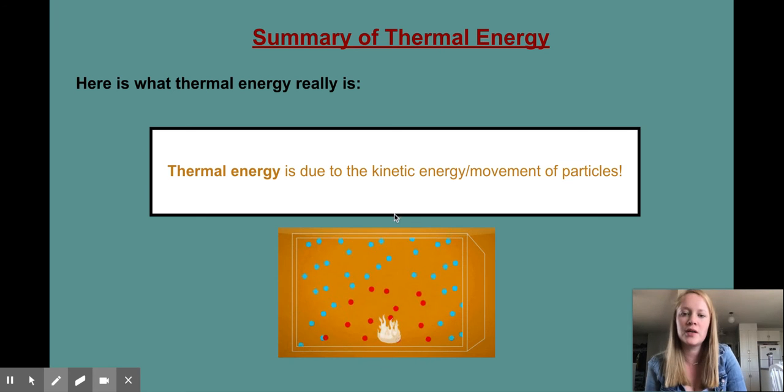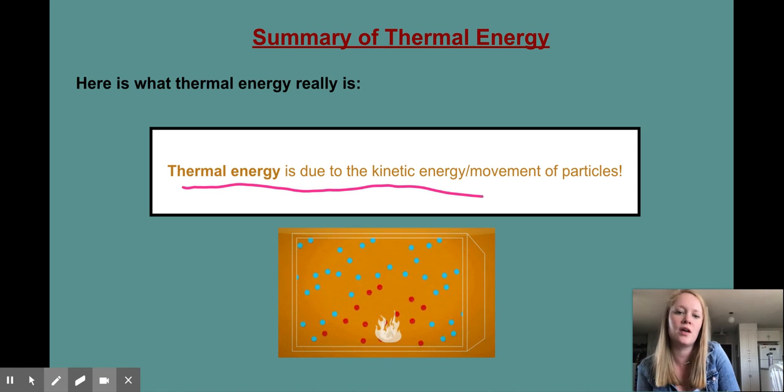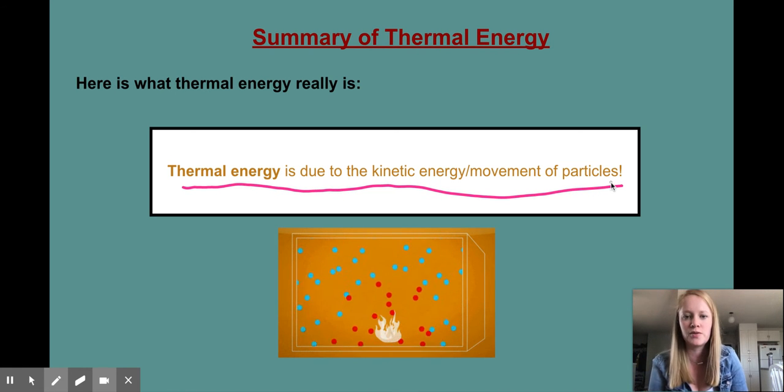So thermal energy is due to the kinetic energy or movement of particles. So we need to remember that kinetic energy is that movement that all particles are actually doing. Doesn't matter whether it's in a solid, liquid, or a gas. We know that particles are always constantly moving within that substance.